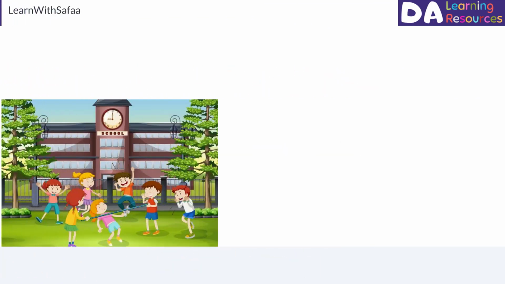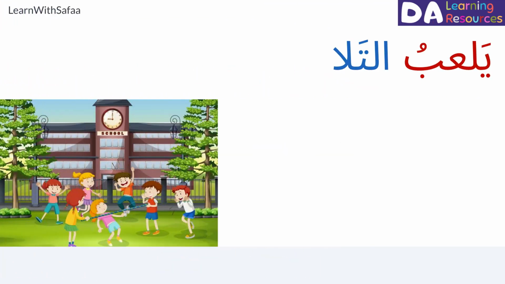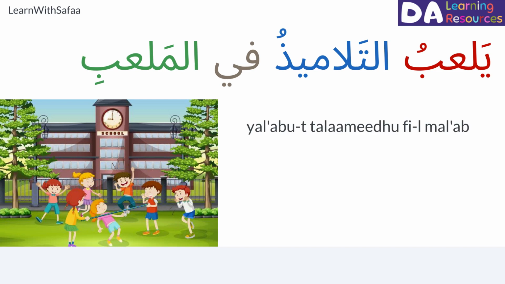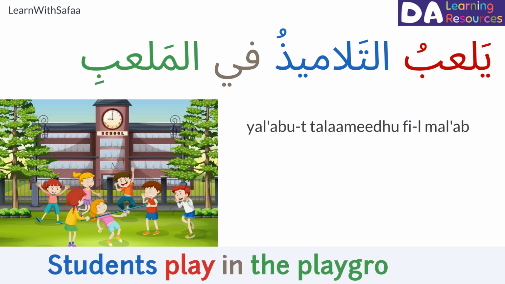The next one. يلعب التلاميذ في الملعب. Students play in the playground. Let's repeat. يلعب التلاميذ في الملعب. Students play in the playground.